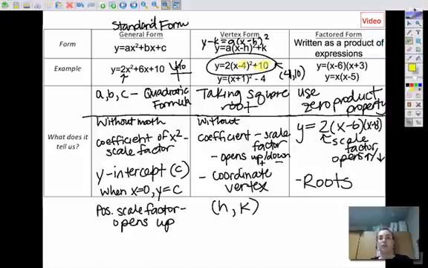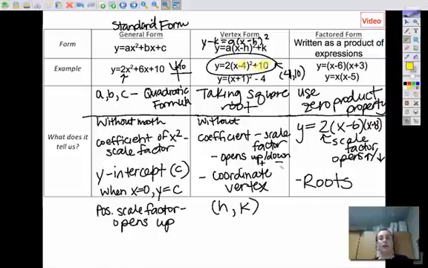So the most important piece I want you to get out of this is that I can see the scale factor and that it opens up or down in any place, but each different form shows me something different about the parabola. If I have it in general form, I automatically know the y-intercept. If I have it in vertex form, I automatically know the vertex. If I have it in factored form, I automatically know the roots.